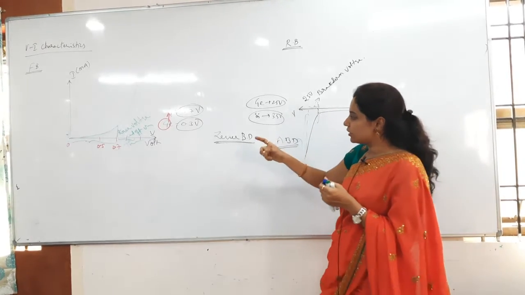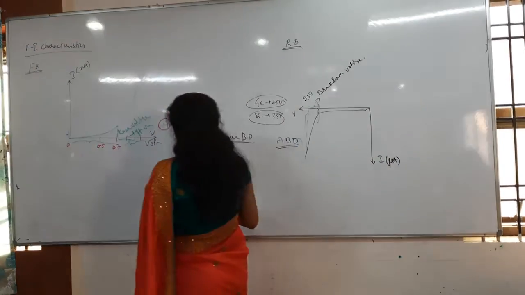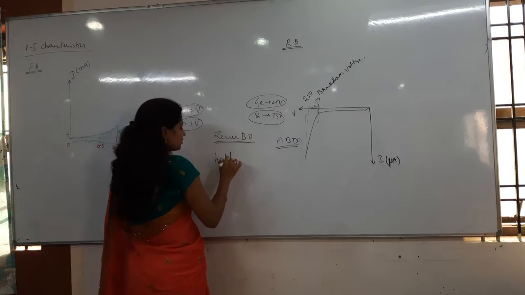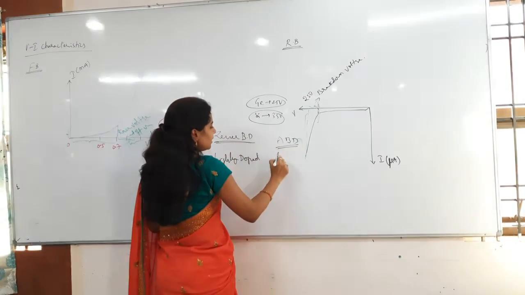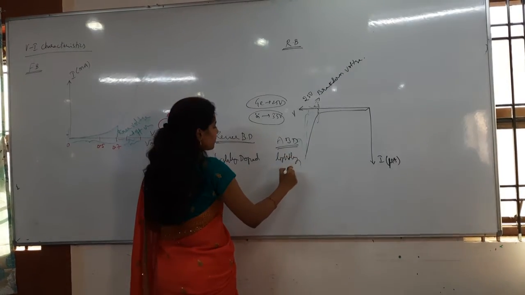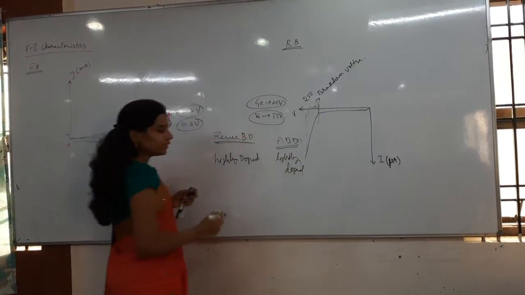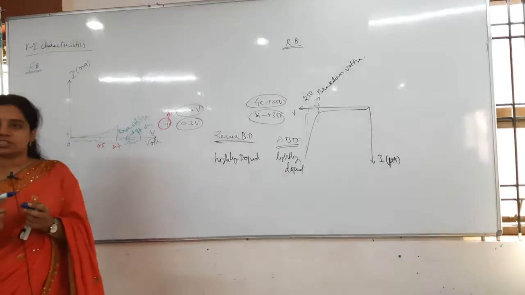And also the Zener breakdown will happen in a highly doped PN junction. This one is happening in the lightly doped PN junction. Lightly doped and then highly doped PN junction. That is about the reverse bias.